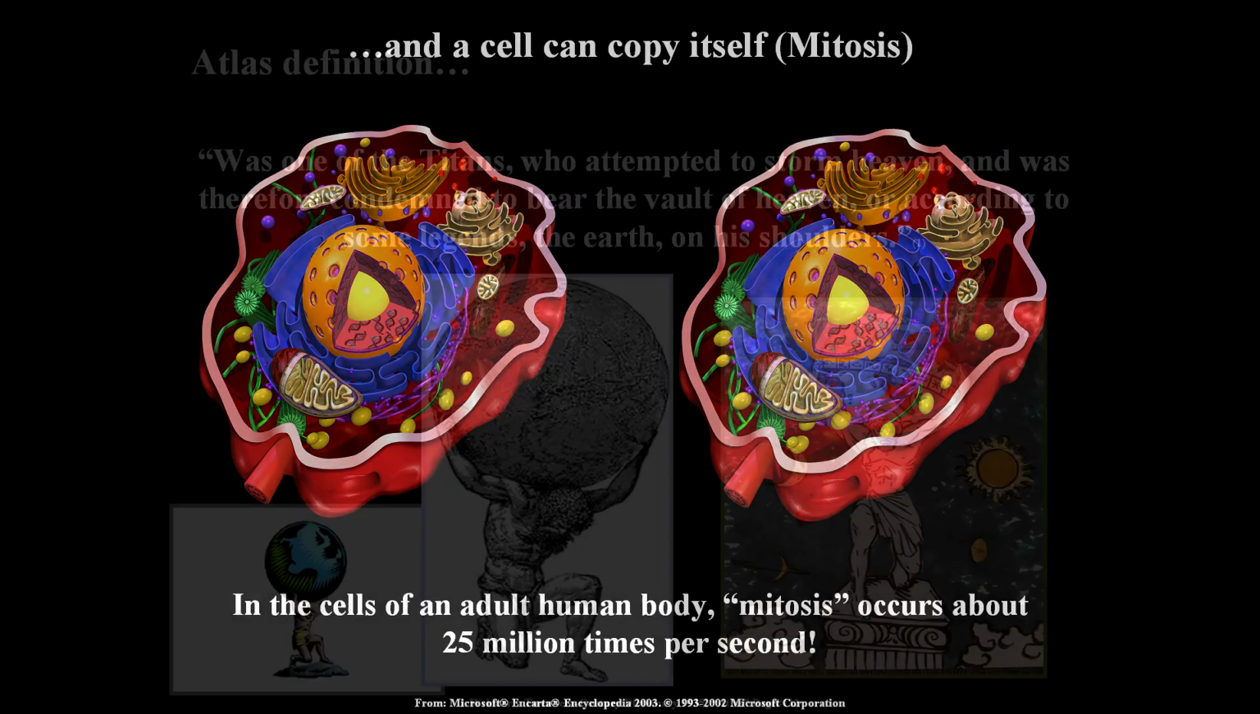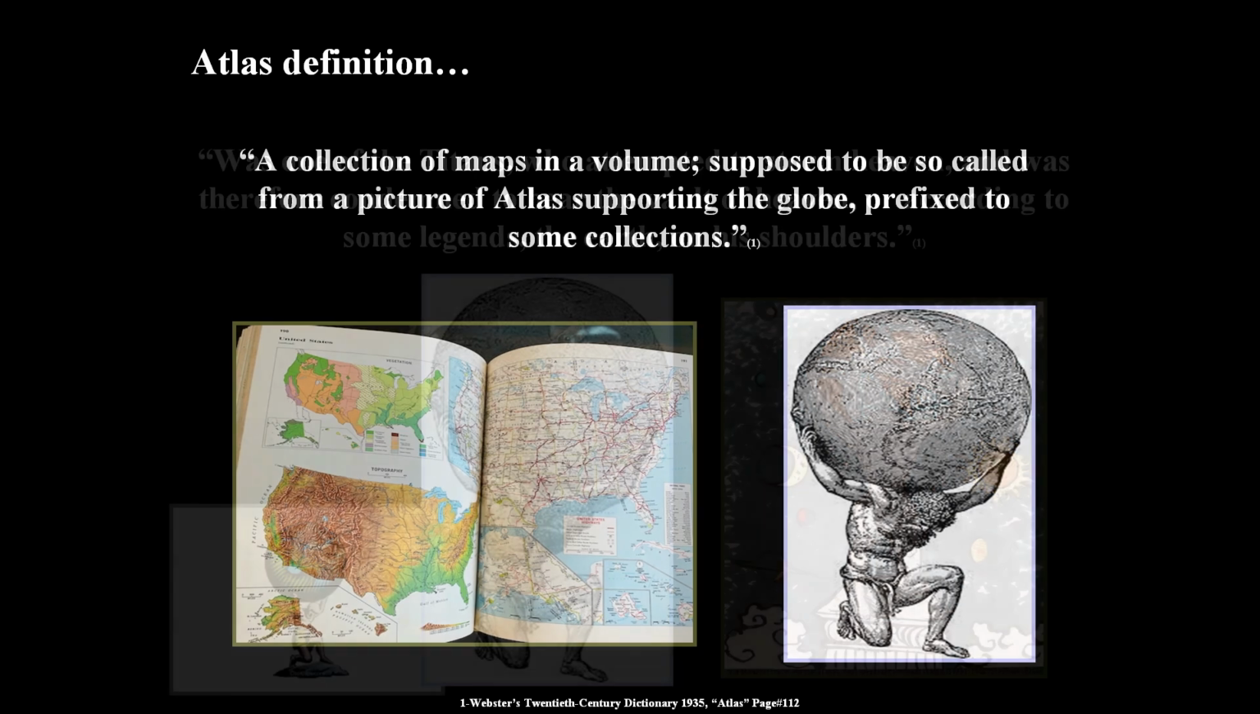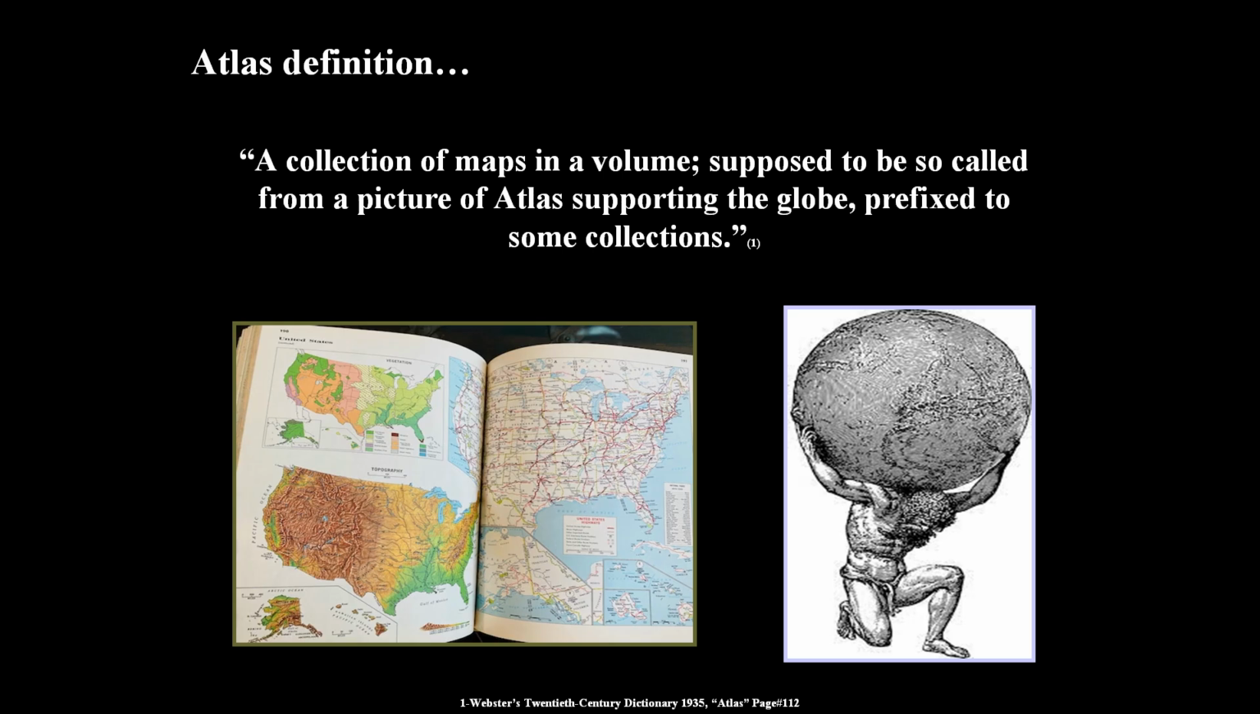Now, Atlas was one of the Titans who attempted to storm heaven and was therefore condemned to bear the vault of heaven, or according to some legends, the earth, on his shoulders. So if you've ever seen that picture right there, that's where that came from. Now, an atlas, by definition, is a collection of maps in a volume, supposed to be so called from a picture of Atlas supporting the globe, prefixed to some collections.